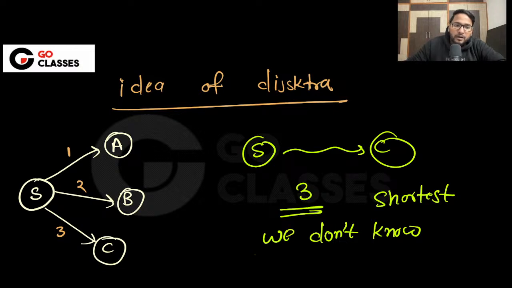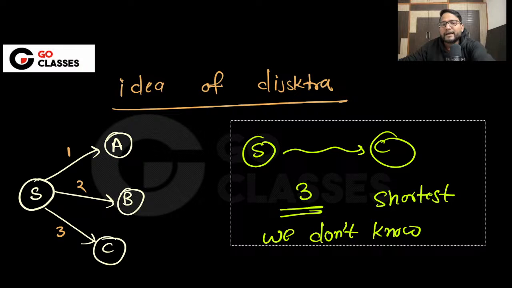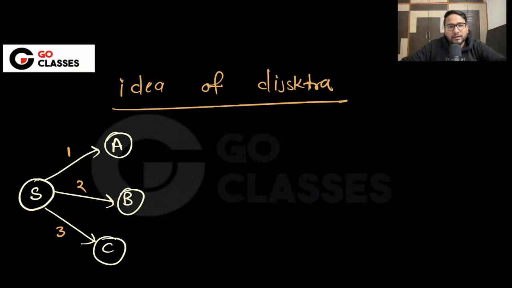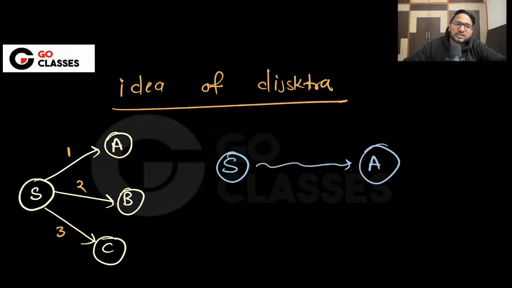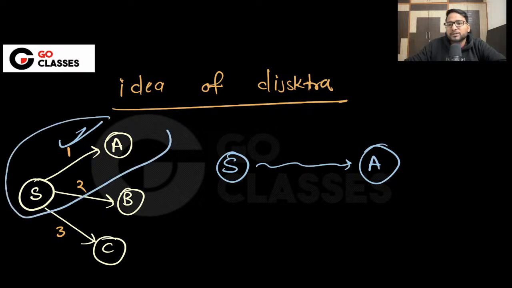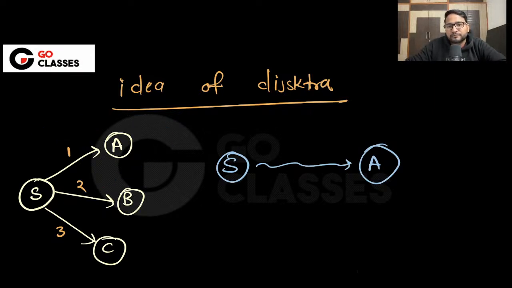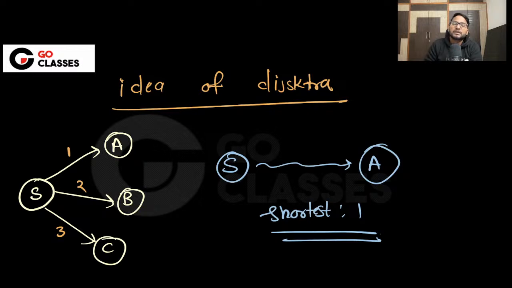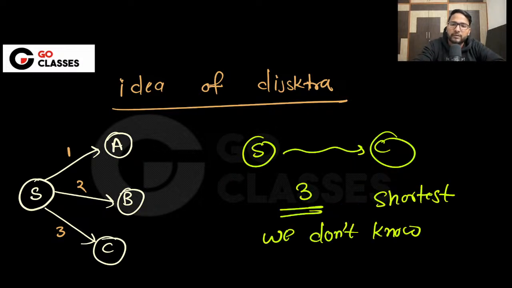Okay. Now let me ask you the final question, which is S to A. Tell me, from S to A, can you 100% claim the shortest is 1 only? Can you 100% claim from S to A? See, from S to B we were not able to claim. Similarly, from S to C we were not able to claim.